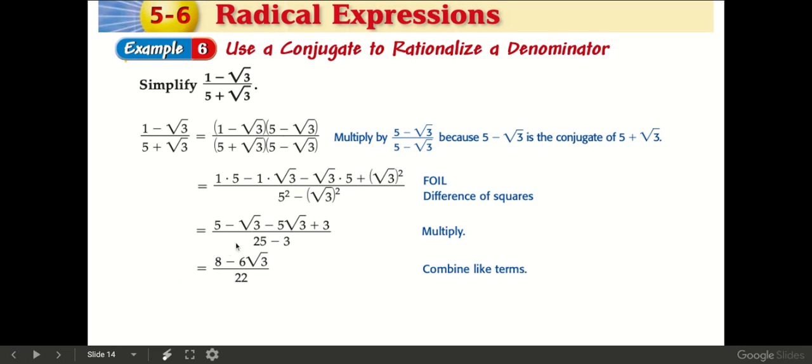And so here we're almost done. If you notice these 3 numbers here, this fraction can actually be simplified because with the coefficients 8, 6, and 22 are all divisible by 2. So if I divided everything by 2, it would be 4 minus 3 radical 3 over 11, because 4, 3, and 11 are what you would get if you took 8, 6, and 22 and divided it all by 2. So that's how you would use a conjugate to rationalize the denominator.